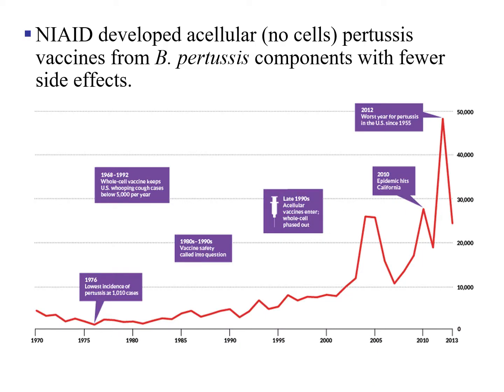Then the NIAID developed a non-bacterial vaccine. This one did not have the bacteria. It was acellular, and it was a pertussis vaccine. So this component vaccine had fewer side effects.